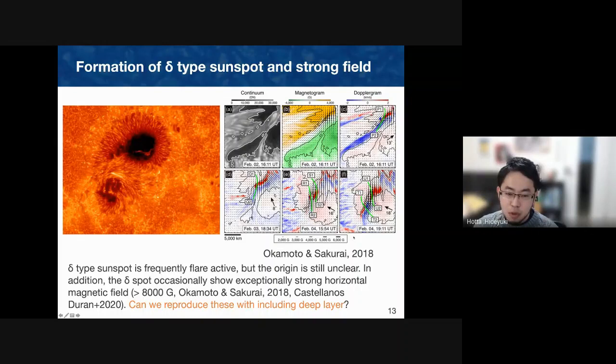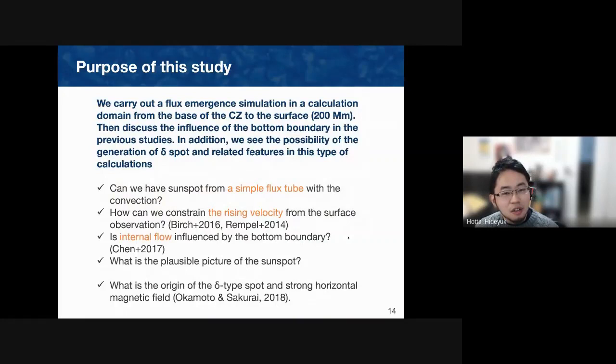So this calculation will also be introduced in my presentation. Okay, thank you. So this is the end of the introduction. This is the purpose of this study.